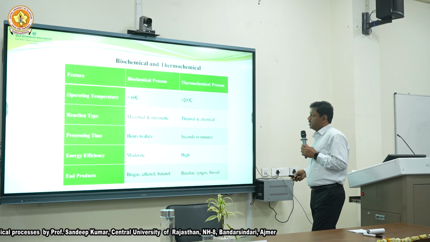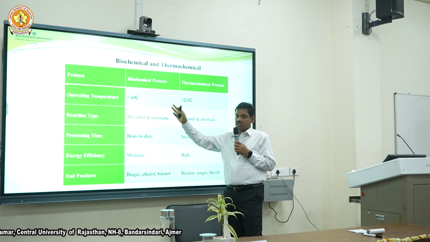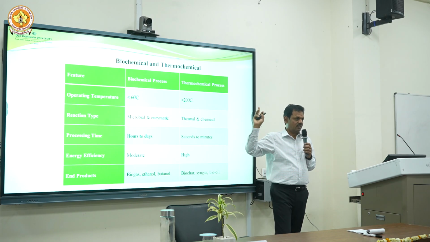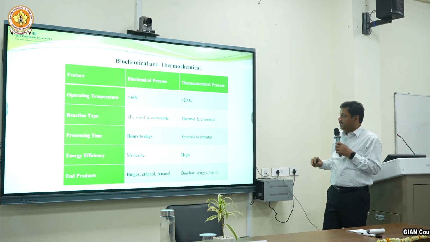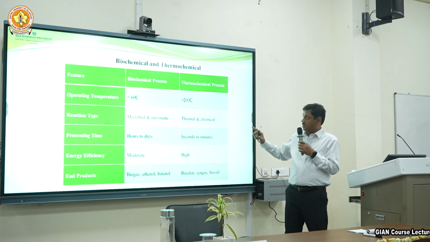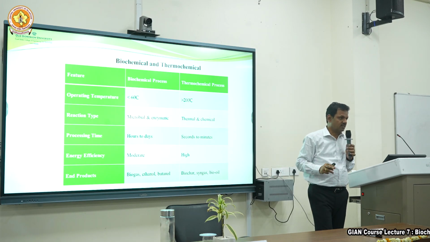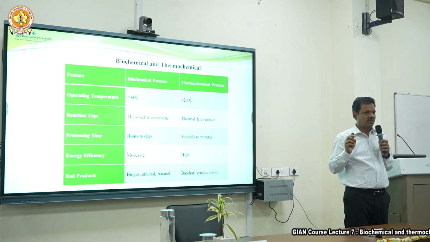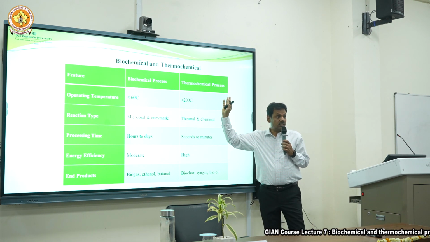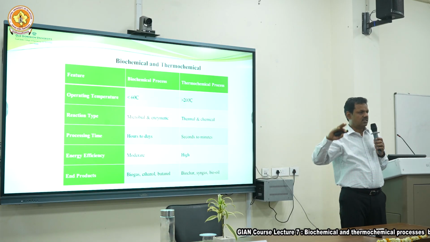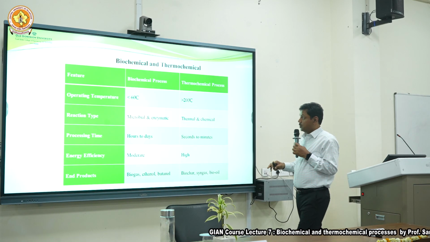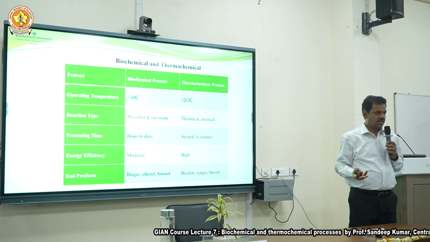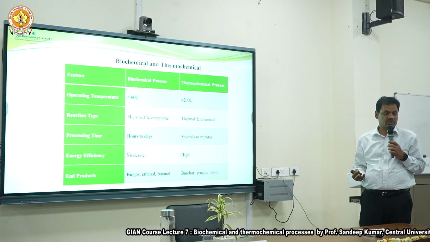So if you compare biochemical versus thermochemical processes, we already talked about the game you have. One is low temperature, another is high temperature. One is a microbial process, another is a thermochemical catalytic process. Both are using catalyst. In thermochemistry, you use catalyst to expedite the reactions and save on temperature. In biochemical also you are using enzyme as a catalyst, a biocatalyst. You need to understand how catalysts work, how they reach the sites, how efficient they are.